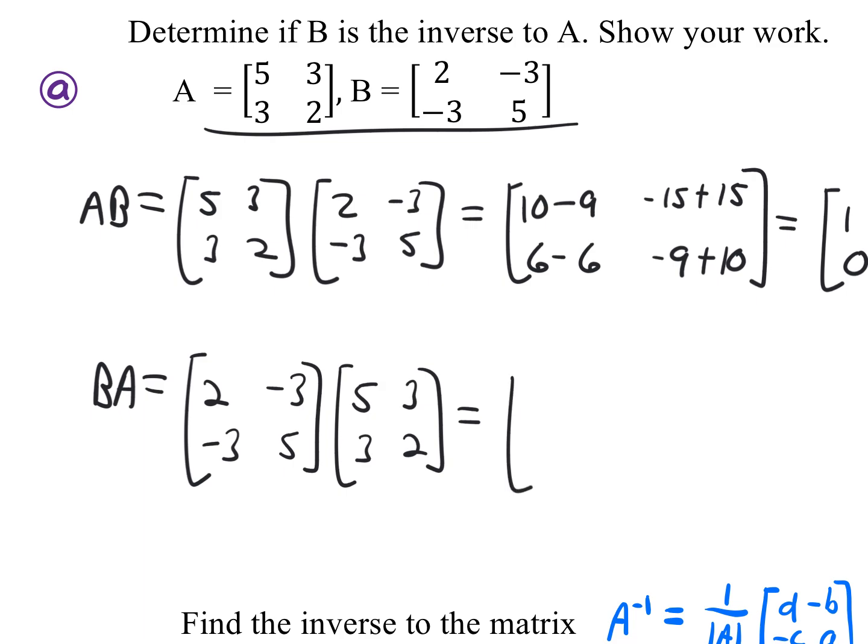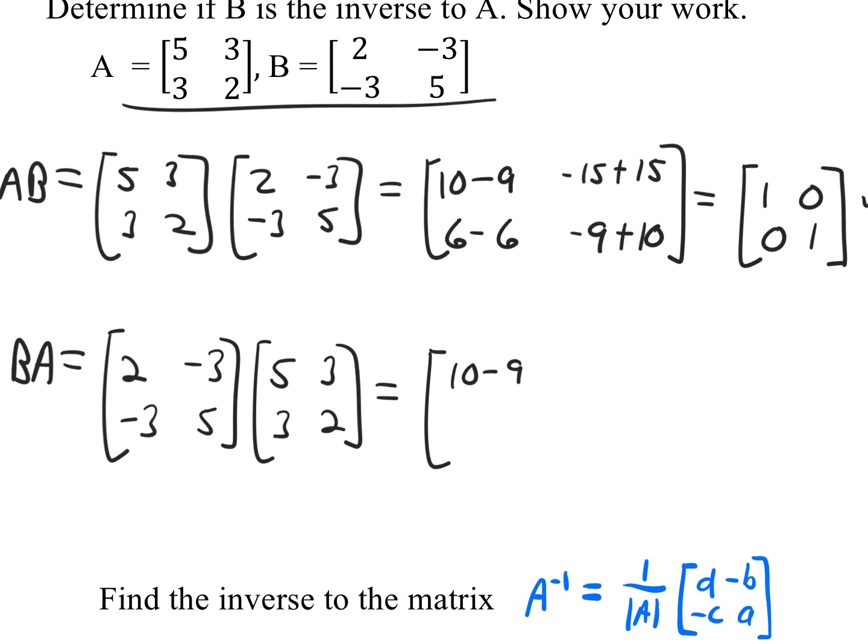All right, so then we repeat the process using these. And what do we get in our first entry? Good, so we get 10 minus 9. And then our second entry. Good. And then bottom row first entry. Good. Or -15 plus, yeah, good. And then we get -9 plus 10.